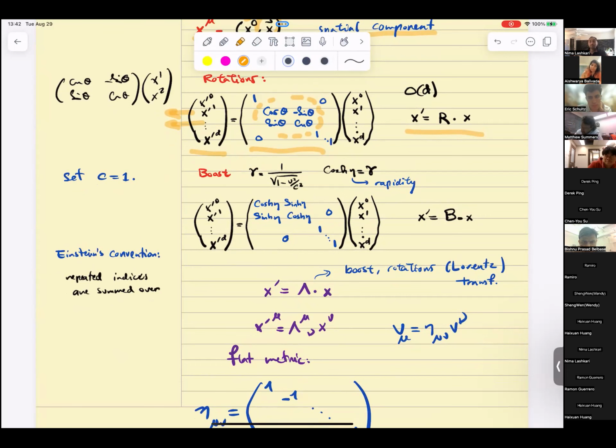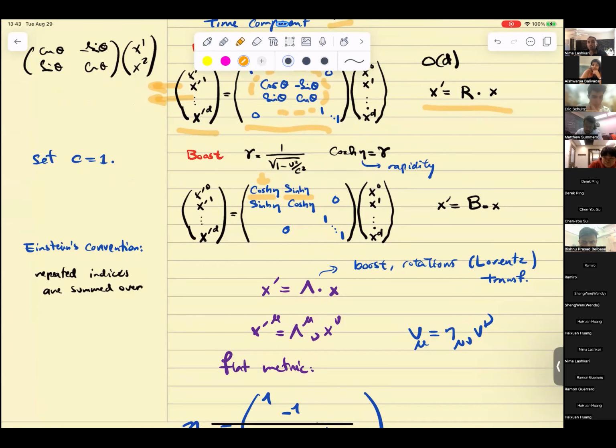Now, boosts are very similar to rotations, except that here instead of cosine, you have cosh, and instead of sine, you have sinh for some parameter eta, right? So of course, it should be clear that sine of i times some real parameter, you could bring the i out, and it gives you sinh. And cosine of i times the parameter is just cosh, right? So it seems like there's an i floating around, but that's just an analogy for you guys.